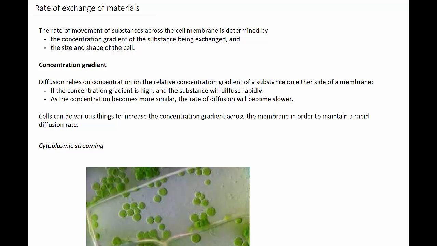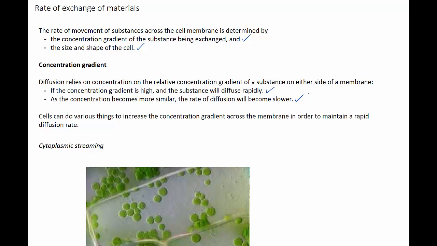The rate of movement of substances across the cell membrane is determined by the concentration gradient of the substance being exchanged and the size and shape of the cell. Rate refers to how rapidly a substance can move across the membrane, whether it's faster or slower. Diffusion relies on the relative concentration gradient of a substance on either side of a membrane. If the concentration gradient is high, then substances will diffuse rapidly across the membrane. As the concentration becomes more similar on either side of the membrane, the rate of diffusion will become slower.